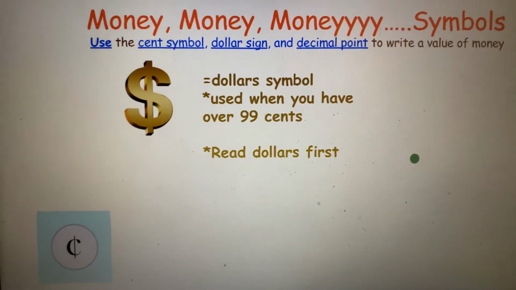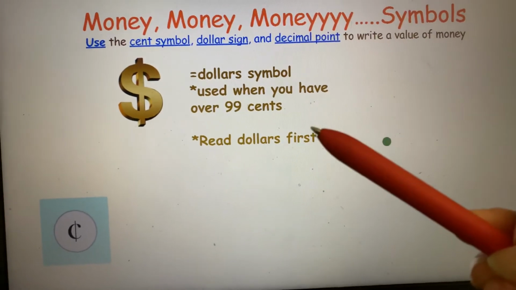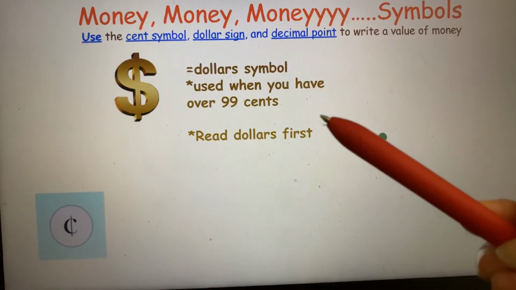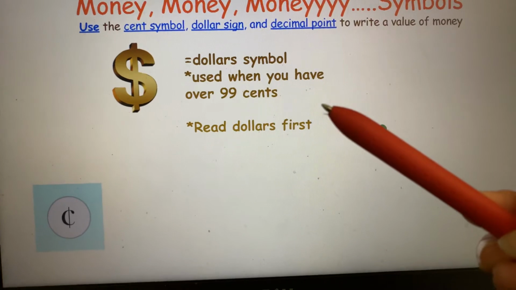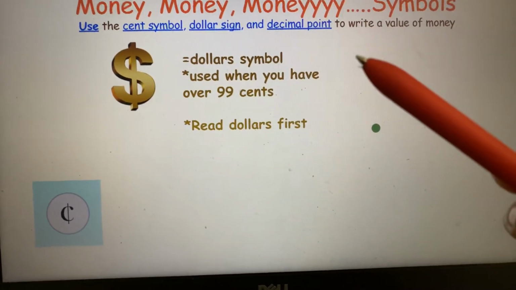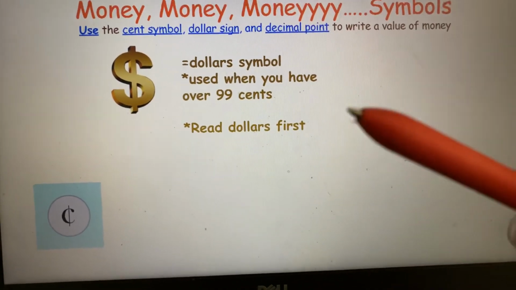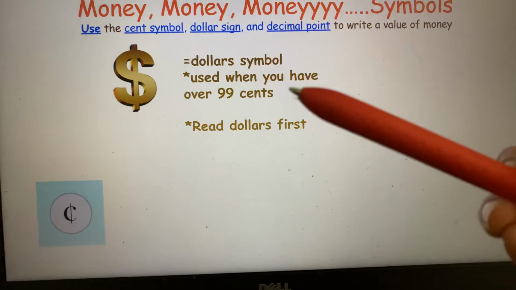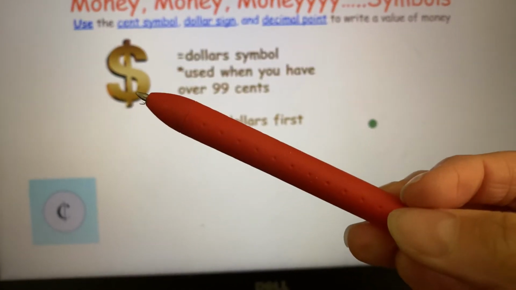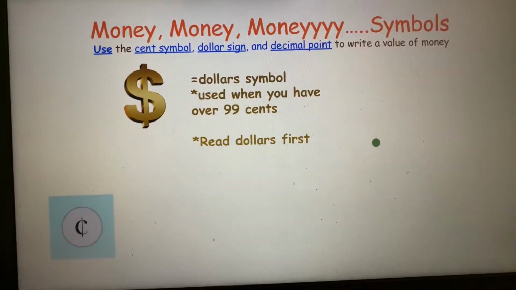You always read the dollars first. So you're always going to read the part of your money that has to do with dollars first. And that's because dollars are more than cents. So you read the bigger part of your money first. So whatever dollars you have, you'll be reading that first. And you'll use that sign right there when you're talking about dollars.